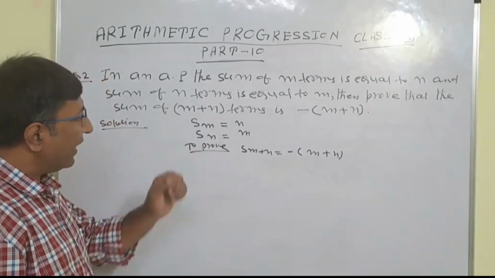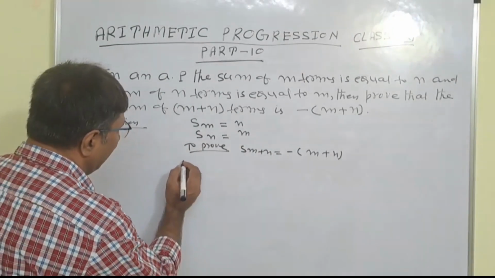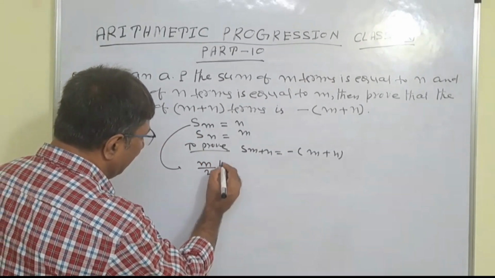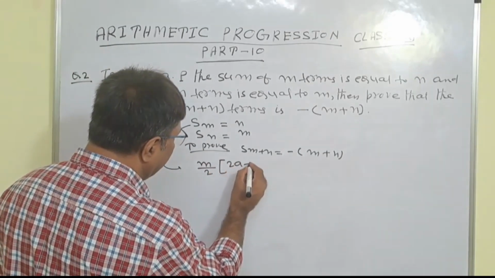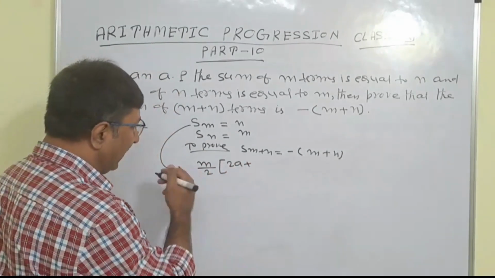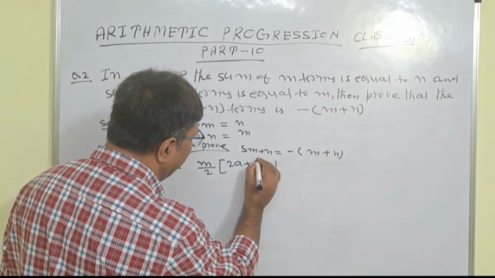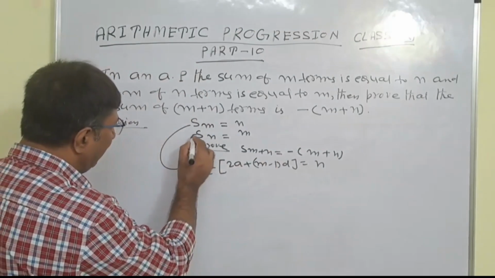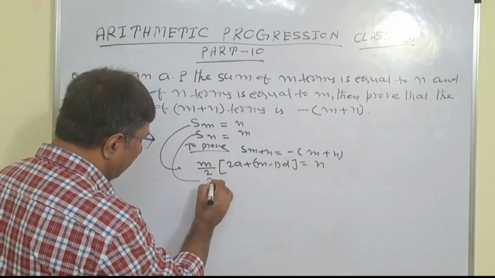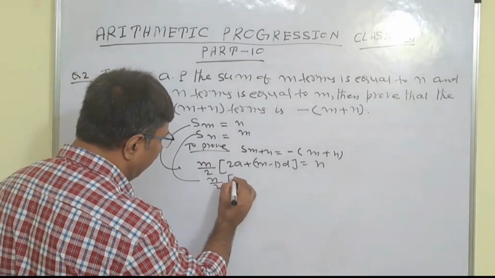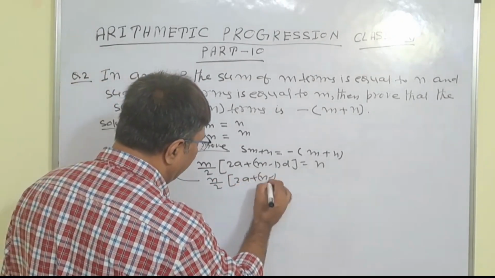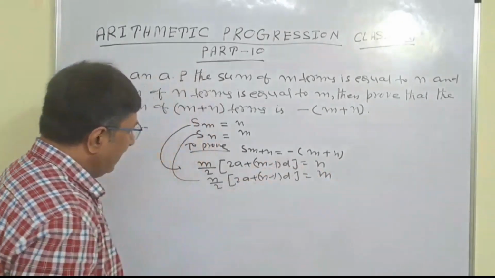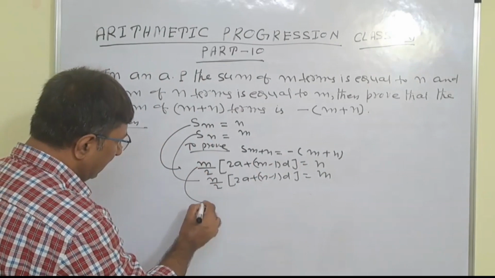So you know the sum of n terms is n by 2 into [2a plus (n minus 1)d]. So from this we can write m by 2 into [2a plus (m minus 1) into d], since n is m here. This is given as n. In the same way from here, n by 2 into [2a plus (n minus 1) into d], equal to what is given, m.